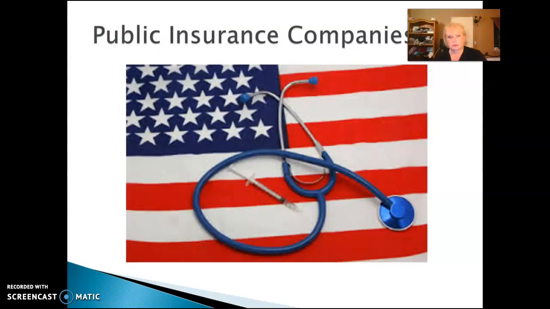So moving on. Okay, so that kind of rounds it out for the major private insurance cards you're going to see out there. So I thought that was a good visual exercise. So now let's look at the public insurance companies that were created by the government to take care of certain populations in our country.